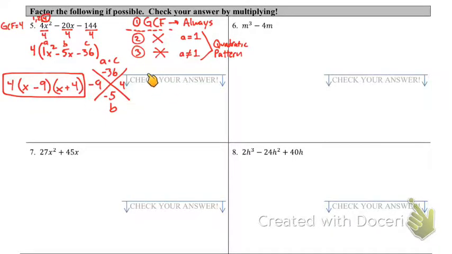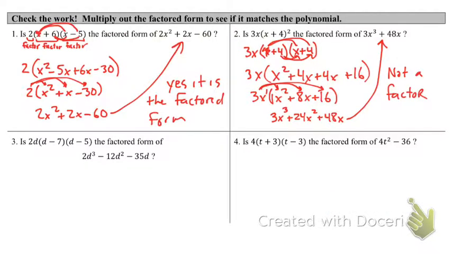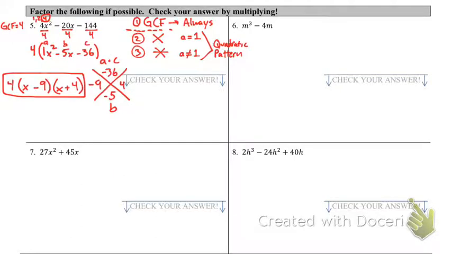In this particular problem, they want us to check our answer. How do I check my answer? We do what we did for number 1 and 2. We're going to multiply our factored form out to see if I get our original. So let's try it for number 5. I'm going to multiply this out to see if I get my original problem back. And if we do, that means we did it correctly. So this is the checking your answer phase.